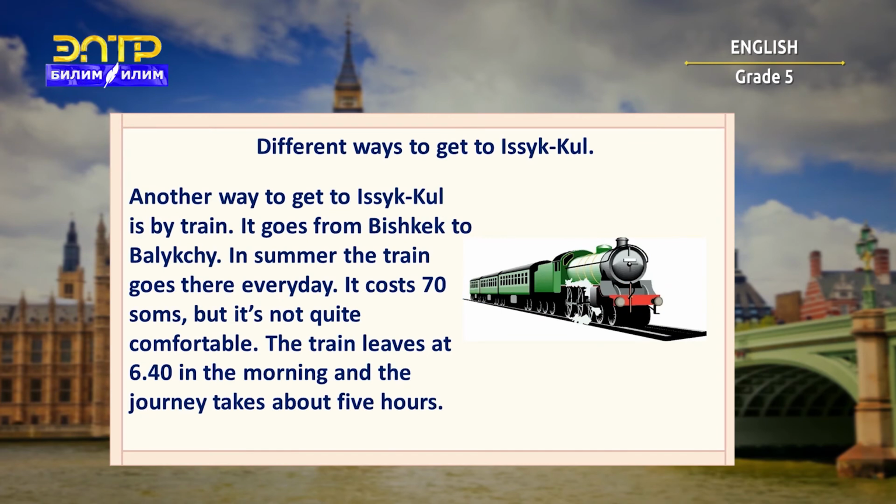Another way to get to Issyk-Kul is by train. It goes from Bishkek to Balykchy. In summer, the train goes there every day. It costs 70 soms, but it's not quite comfortable. The train leaves at 6:40 in the morning and the journey takes about 5 hours.